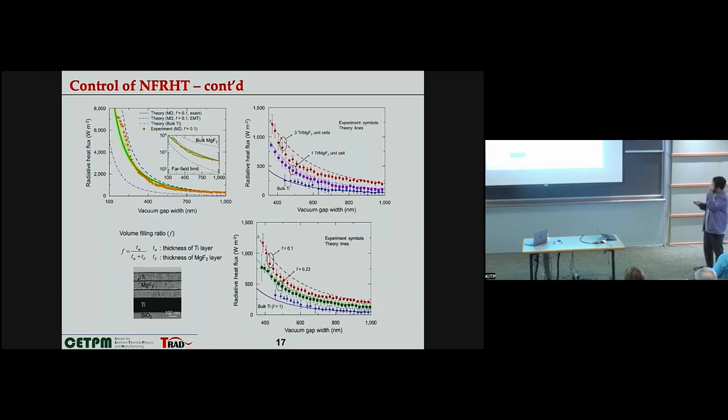And we also changed the volumetric filling ratio. From the effective medium theory, we can define the volumetric filling ratio, period, and the thickness of the Ti layer. So F is equal to 0.1 and then F changes to 0.23, and the heat transfer also changes. That means that by changing the thickness of Ti and the thickness of MgF2, we change the nature of the coupling of the plasmonic resonances in the multi-layer structure.